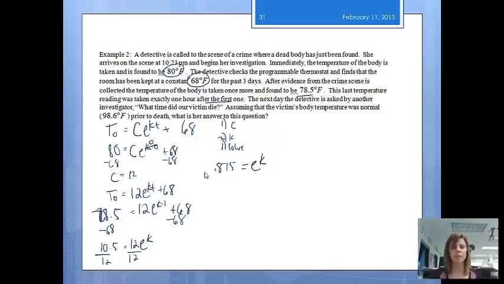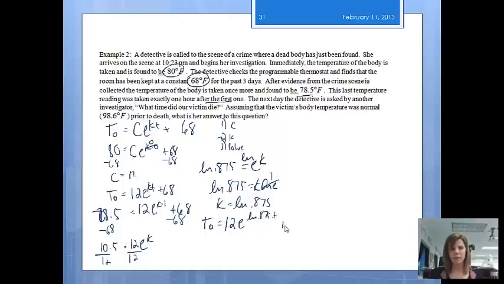And then to get rid of the e, we'll take the natural log of both sides. So we'll get the natural log of 0.875 is equal to k ln e. The natural log of e is 1. So we know that k is equal to the natural log of 0.875. All right, so now we know that the temperature of the object is equal to 12 e to the ln 0.875 times t plus 68. And now from here, we're going to attempt to answer the problem.